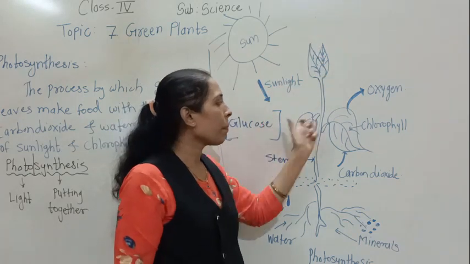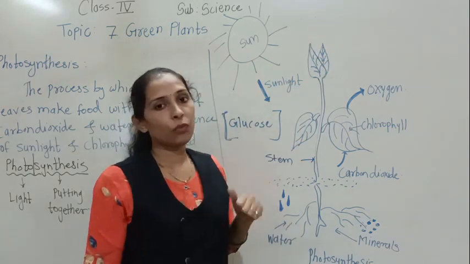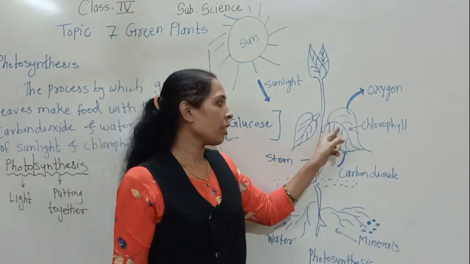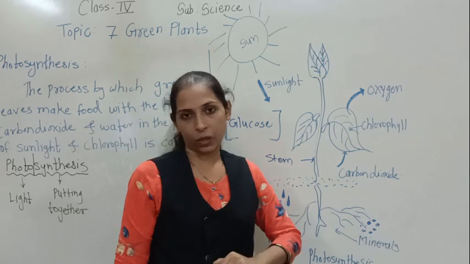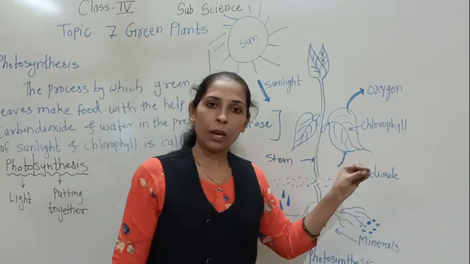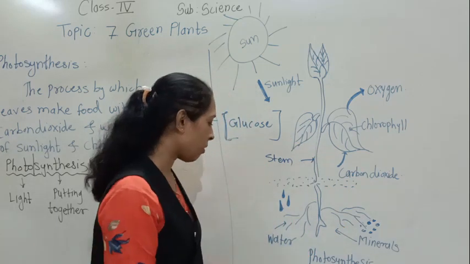So in each and every part of the plant, the food can get transported with the help of the stem and with the help of the side veins. Okay, so in this way the leaves are making the food in the plants. Again I will repeat, I will just revise it.